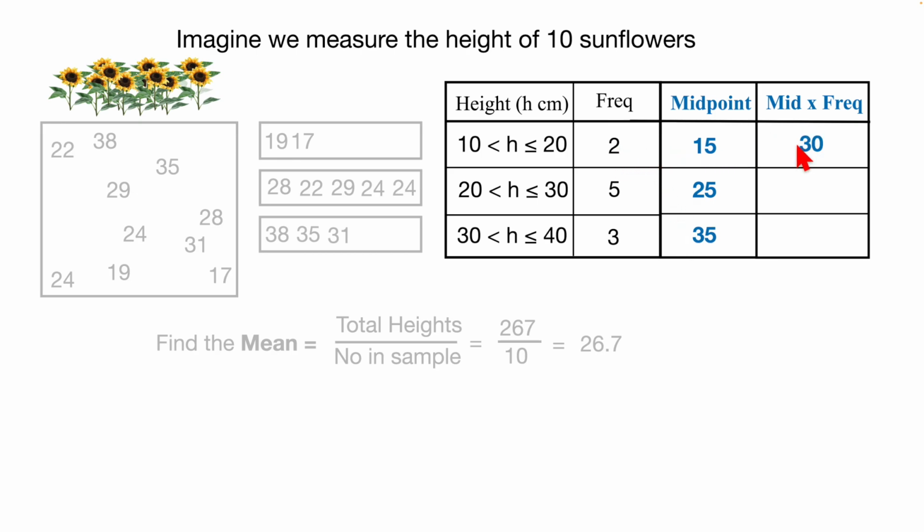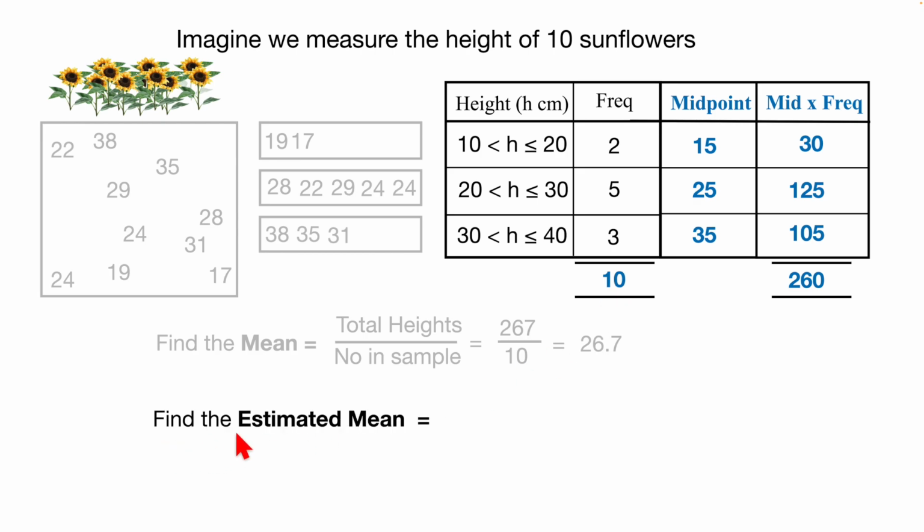Therefore, midpoint times frequency is an assumption of the total height contributed by these two. Similarly, 5 times 25, 125 is the total height contributed by these 5, and 105 is an estimate of the total height contributed by these 3. So these are estimates of the total height for each class, which is a row. We're going to add them up to get an estimate of the total heights of all of these flowers. And we want to know how many flowers there are, so we will add these up. We're told at the beginning, but thankfully we've still got 10. Bit worrying if we didn't.